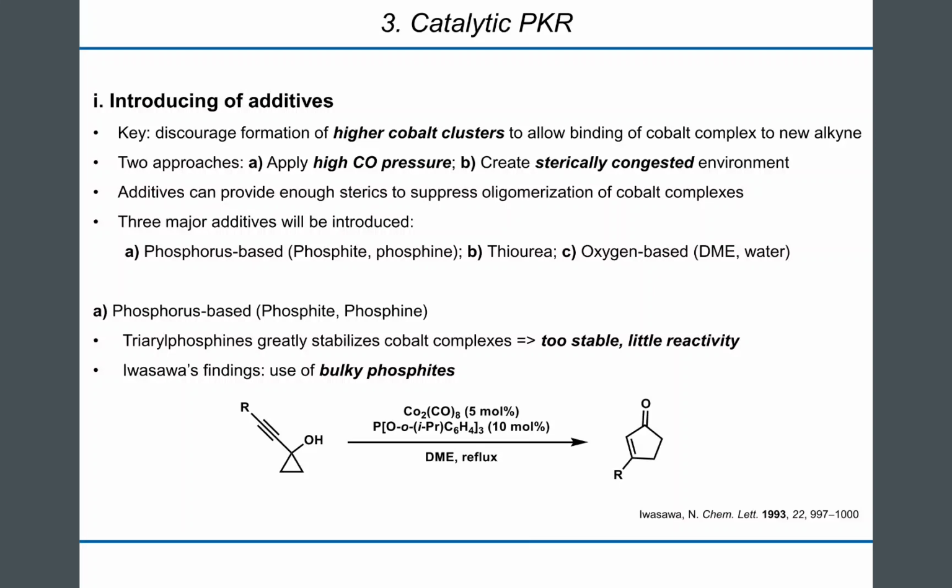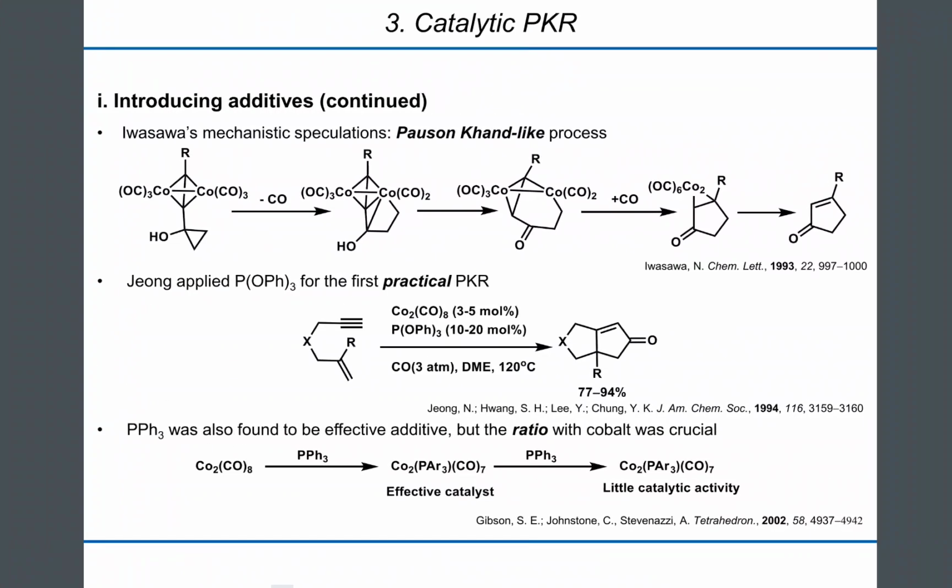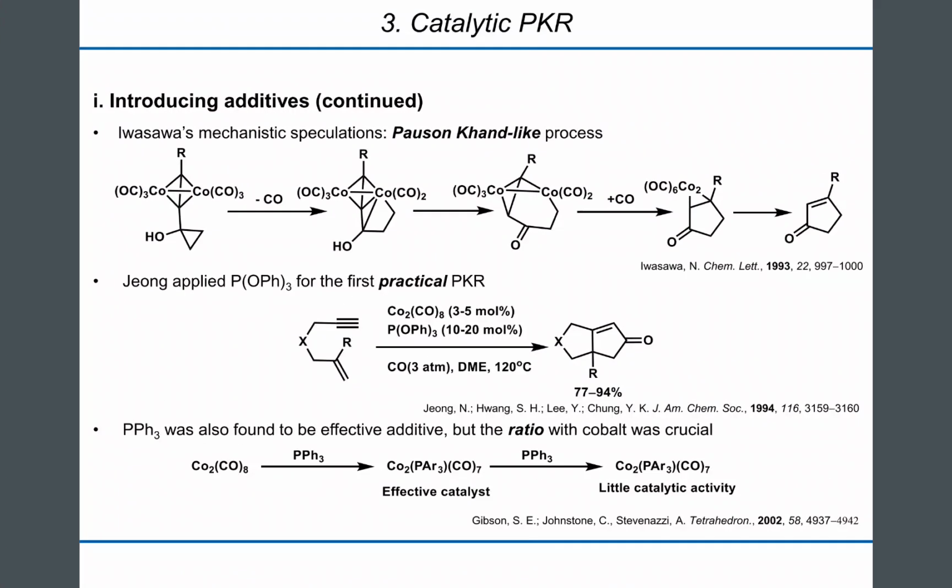Triarylphosphines were initially attempted, but they stabilized the reagent too much, shutting down the reactivity. Later, it was found that the phosphines could be used, but the ratio between cobalt and phosphine was very important. Instead, phosphites were quite successful, inspired by a related isomerization process reported by Iwasawa. Professor Chung applied bulky phosphites as the first practical Pauson-Khand reaction with good yield.